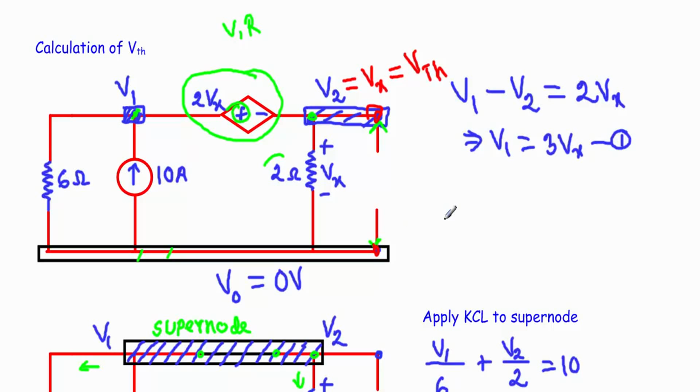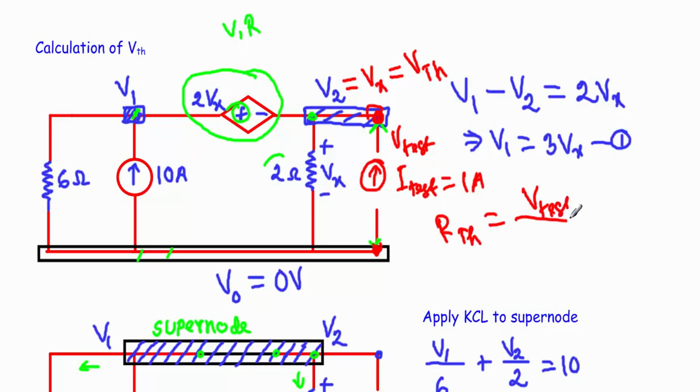To calculate our RTh, let's say I apply a current source of 1 ampere, here I test, and I get a voltage difference across these two terminals which is known as V test, then I will get RTh equal to V test divided by I test. Here I test equal to 1 ampere, that means I just have to find out the value of V test.